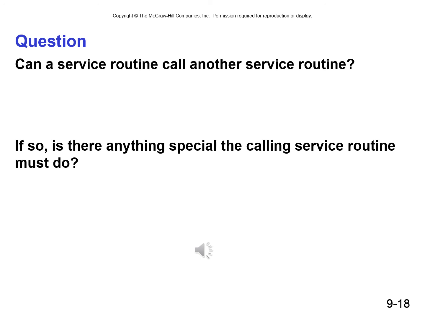And if yes, is there anything special the calling service routine must do? Yes. If you're calling a service routine that has a return value in R0, or you need to preserve R7 because you're using R7 for something other than a linkage, you've got to preserve all of that before you call that service routine.